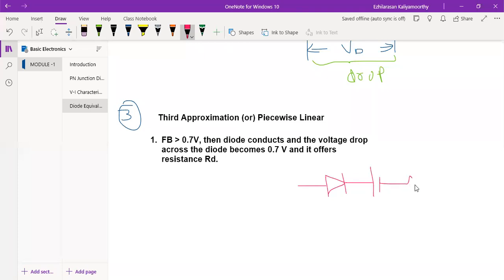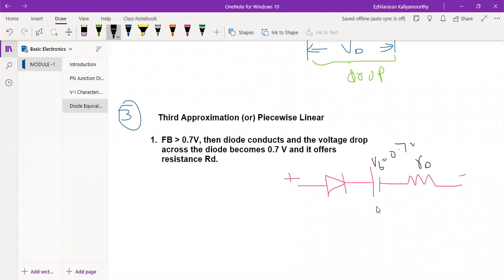Next, we are going to draw the element that offers the resistance. Now this is minus, this is plus. This is nothing but our VB, and as we know, VB is 0.7 volt. What about this? This is nothing but RD, that is the diode resistance, or we can call it the dynamic resistance also.